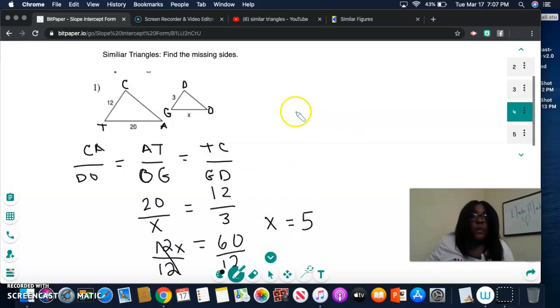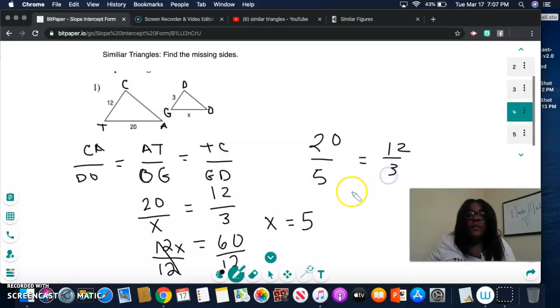So what we want to see is that proportions are equal, and in order for these triangles to be similar, they have to be equal. So let's go ahead and see if that's equal. You have 20 over 5 is equal to 12 over 3. When we divide that, we get 4 is equal to 4. So that checks out. This is how we find the missing sides of a similar triangle.